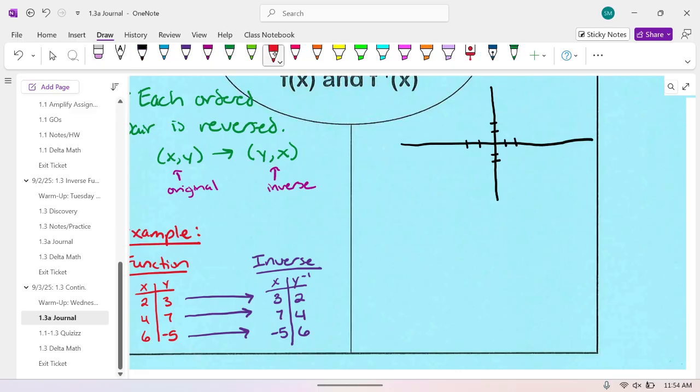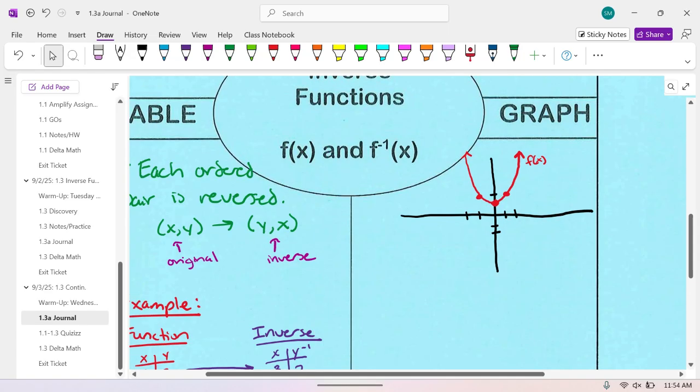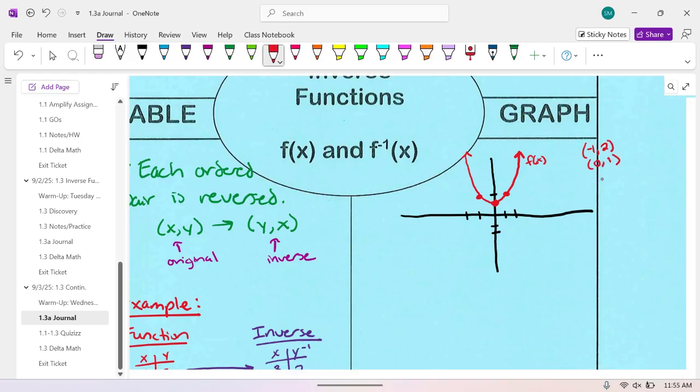All right. So I'm going to draw f of x. I'm going to have a point here, here, and here. So this is my f of x. It's a quadratic graph. And just to note, the points listed here are (-1, 2), (0, 1), and (1, 2).